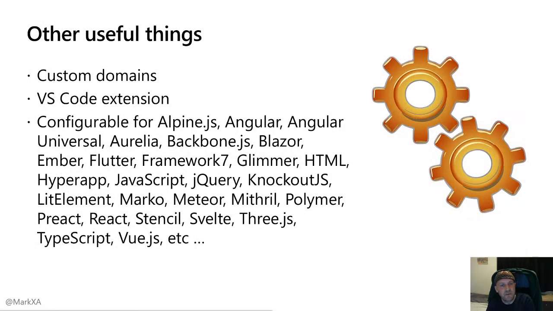And some other useful things it will do: it allows you to define custom domains, so you can say that this is www.fred.com. It's got a very useful VS Code extension for the whole building and deploying process, and you can configure it to build all sorts of different things, from plain HTML through Vue, through Angular, through to just about anything you can imagine.